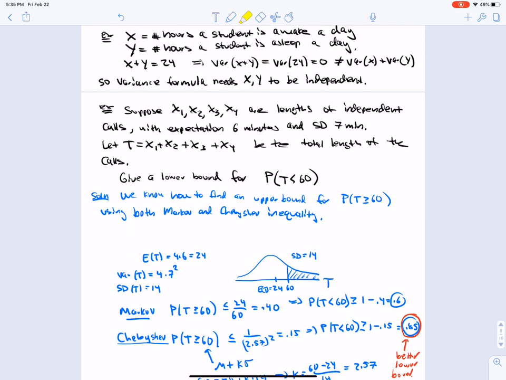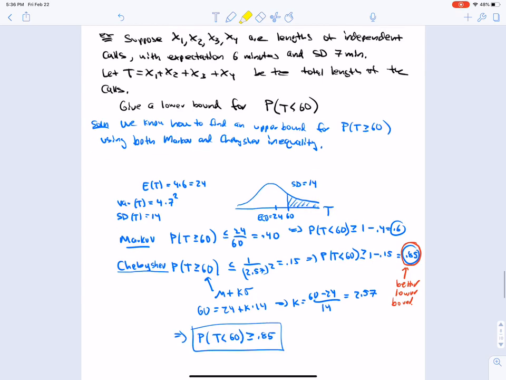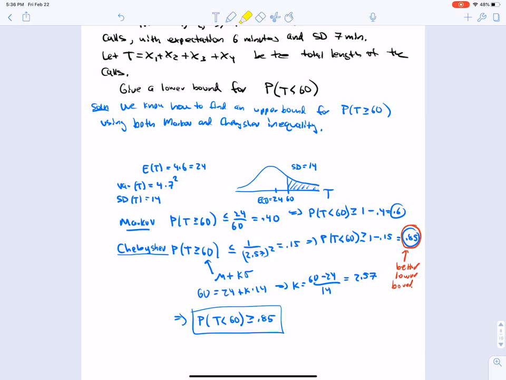So then we did an example here where x1, x2, x3, x4 are lengths of independent calls on a telephone, with expectation 6 minutes and SD 7 minutes. T is the sum of the lengths of the 4 calls. Give a lower bound for the probability that T is less than 60. We know how to find an upper bound for the probability that T is greater than or equal to 60, using both Markov and Chebyshev. We just need to figure out what the expectation and SD of T are, which we see that the expectation is 24 and the SD is 14.